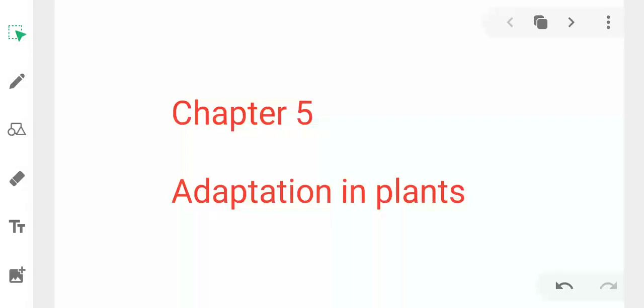My dear students, today we will do chapter 5, Adaptations in Plants. In chapter 4, we have done adaptations in animals. So you can recall what are adaptations. Adaptations are special features of any living organism which help that organism to survive in its habitat. So plants also adapt, and in this chapter we will discuss adaptations in plants.